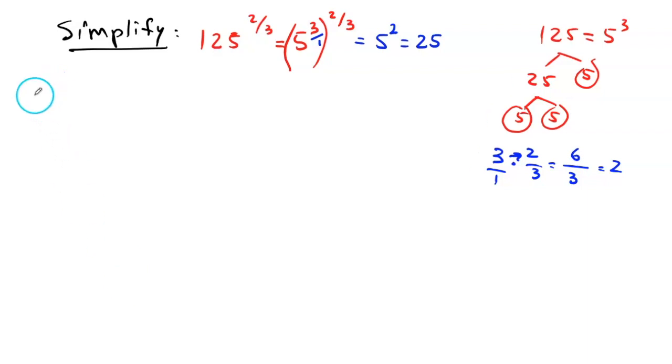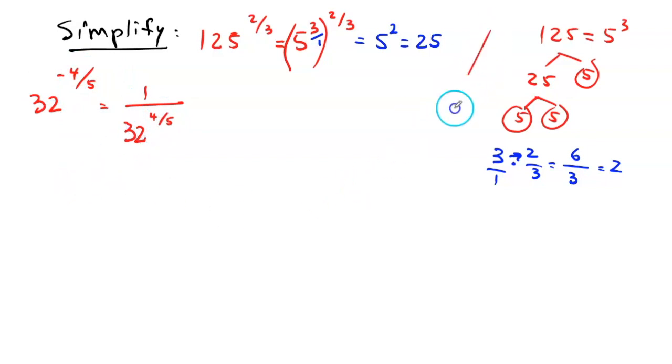What about 32? Let's do this. 32 to the -4/5. Alright, a couple of things. One, we can break the 32 right away. Or second, you understand that I have a negative exponent, so I bring everything down. All the power down, and now my exponent is positive. What's my next step? Break the 32.